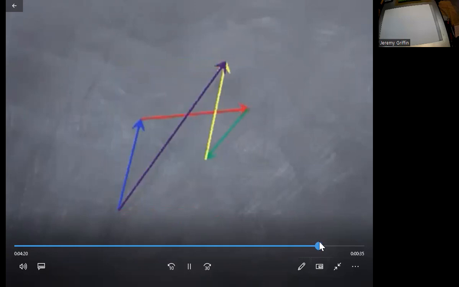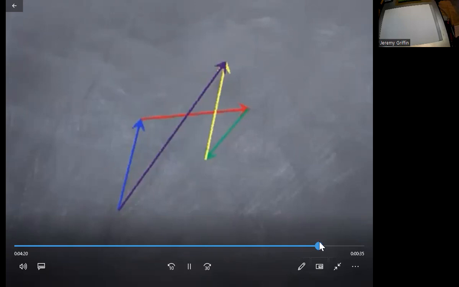What if you do this crazy path? Blue followed by red, followed by green, followed by yellow. And you see the purple is still the resultant from the tail of the first to the tip of the last. Now this could be walking around a field, but maybe those refer to force vectors pushing on an object at all different angles. So maybe you have 1, 2, 3, 4 different monkeys pulling on a bunch of bananas.